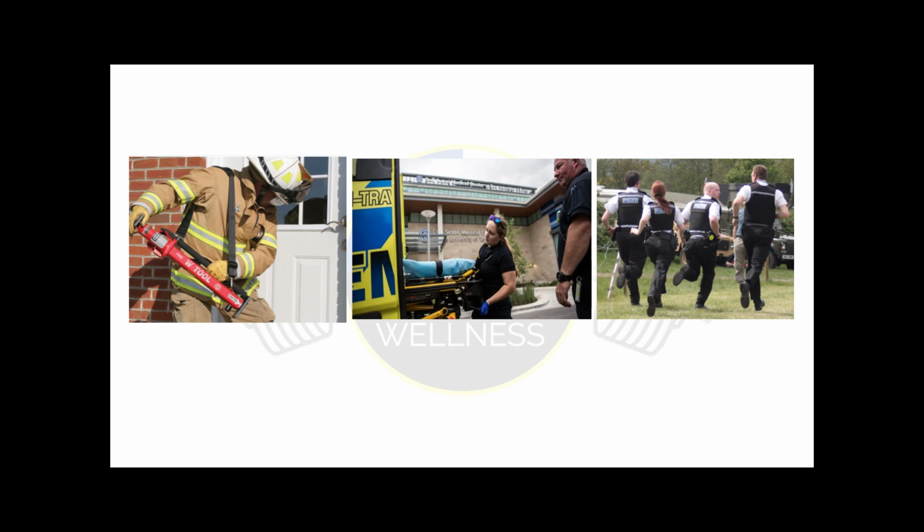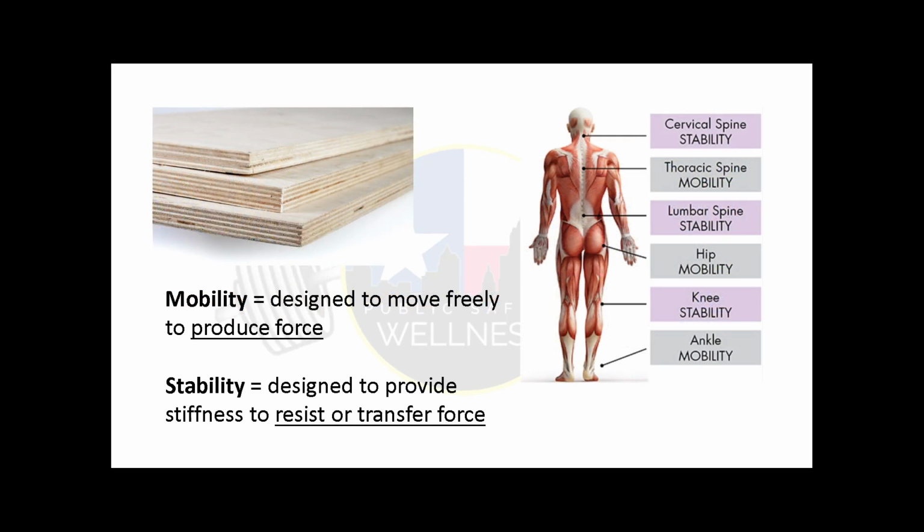Now that we've outlined the role of the core, let's talk about how the major joints of the body work together to create movement, otherwise known as the mobility-stability continuum. We'll use the example of plywood to help us visualize this. Plywood's strength comes from its layers being stacked in opposing orientations. The same is true for the human body. Starting with the ankle and moving up the body, each major joint alternates between being designed to move freely to produce force, known as mobility, versus a joint needing to provide stiffness to resist or transfer force, otherwise known as stability.